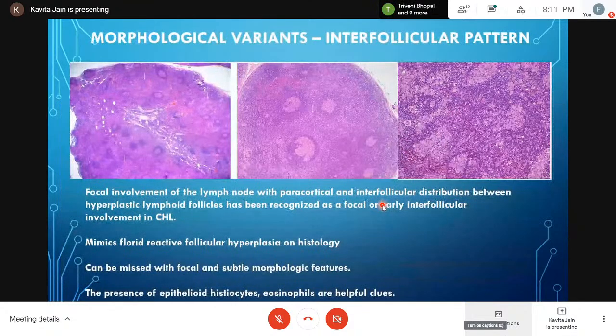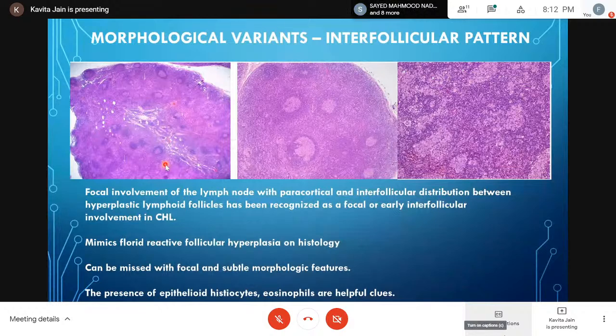Now, a very interesting, I think I have seen 2 cases of interfollicular pattern. This is one of the most important diagnostic morphological variants of mixed cellularity, which should absolutely not be missed. So these are actually focal involvement of the lymph nodes with focal and interfollicular distribution between hyperplastic lymphoid follicles, recognized as a focal or early interfollicular involvement in classical Hodgkin's lymphoma. We just see the lymph node and say it is reactive, and we'll just put a BCL2 probably to prove that these are not follicular lymphomas, and this is not.